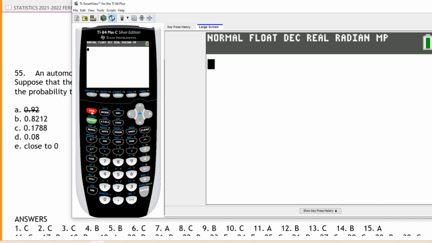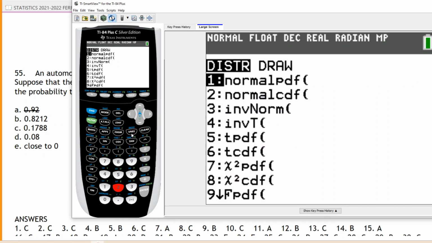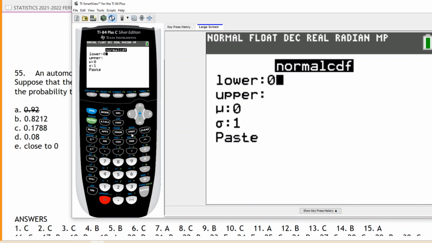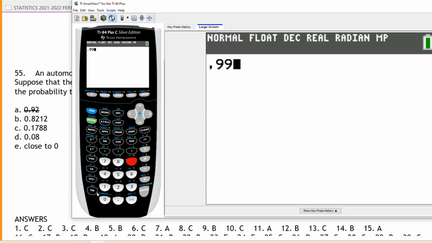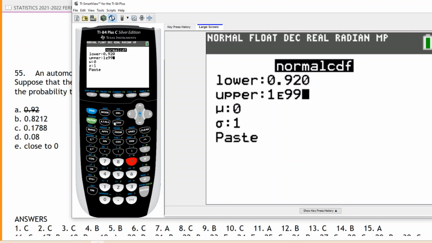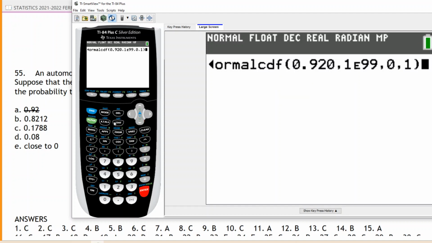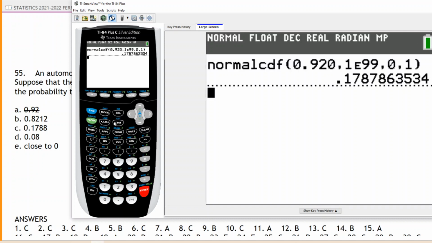On my calculator, let's do this both ways. The first way we're going to do this is using z-scores. So we're going from 0.920 to a large number, which is 1E99. Oh, wrong number. Sorry, 1E99. Let's start over again. There we go, 0.920 to 1E99. Mean is 0 and standard deviation is 1 because 0.920 is a z-score. And that gets us to 0.1788, which is probably going to be the correct answer.